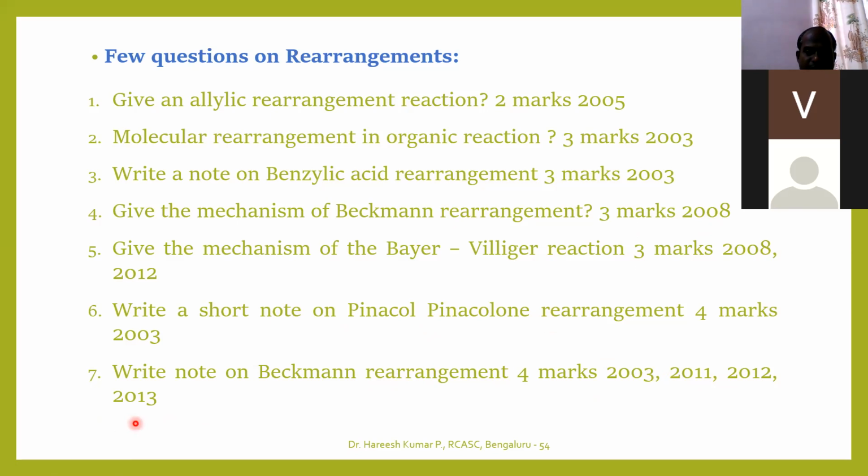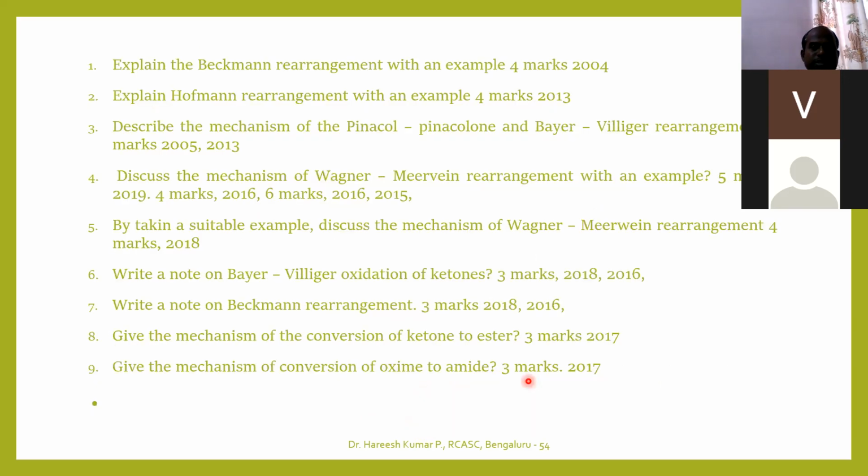Overall, here you can get direct questions. Sometimes indirect questions also come, but you should be familiar with that. An indirect question framed on the Beckmann rearrangement is: how do you convert an oxime to a substituted amide? Then I will go to the next question. So here also, Beckmann rearrangement: oxime is converted into substituted amide.